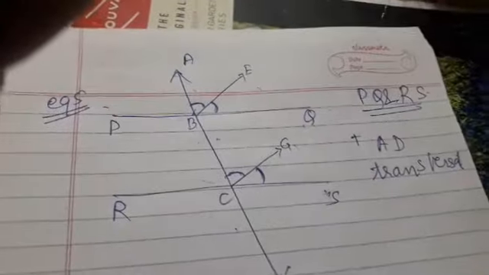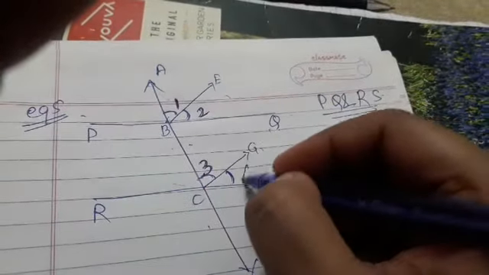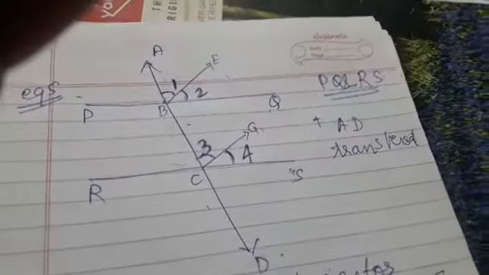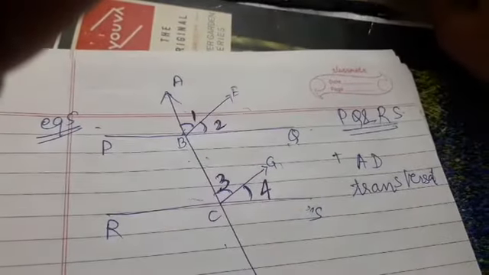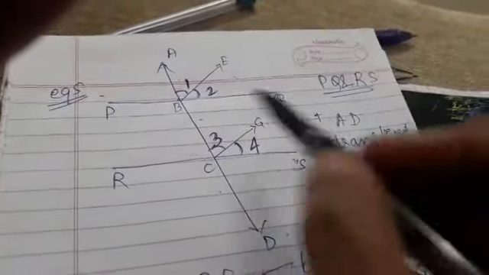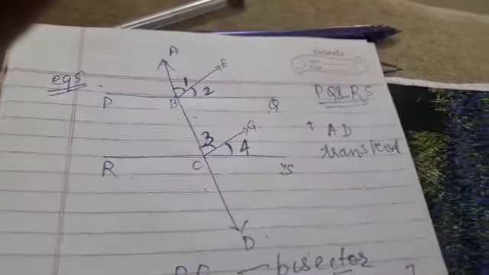Again for our convenience I will name the angles 1, 2, 3 and 4. I will write here 1, 2, this I will write as 3, and this as 4. Now we have to prove that PQ is parallel to RS. To prove this, we can prove that these are corresponding angles and they are equal.